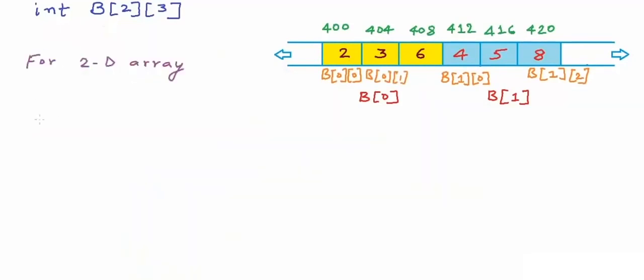For a two-dimensional array, bij, where b is the name of my two-dimensional array and i and j are some indices, can be written as asterisk of asterisk of b plus i, plus j.